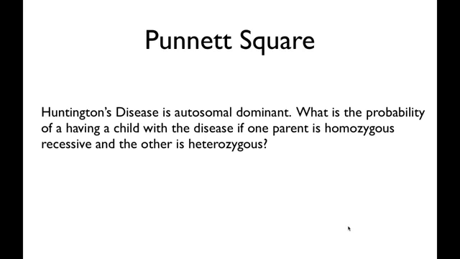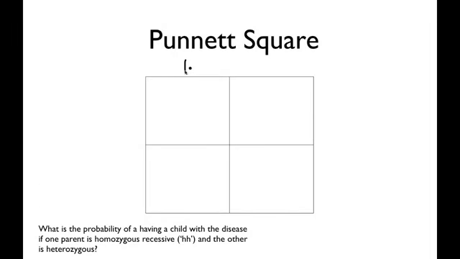So what's the probability of having a child with the disease if one parent is homozygous recessive and the other is heterozygous? So the first thing you want to do, of course, is write out your alleles. So in this case, this is the parent that actually is affected, that has or will develop Huntington's disease. We're going to cross that with a parent that does not carry the trait, homozygous recessive, and we're going to see what happens. So we're going to make our square here.